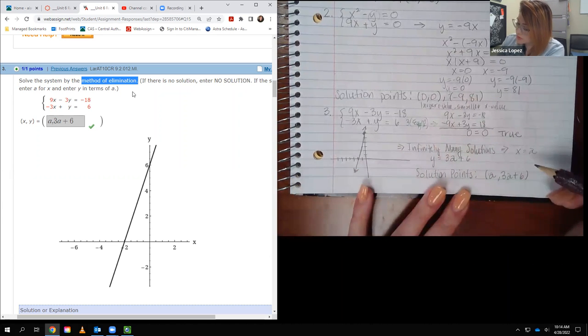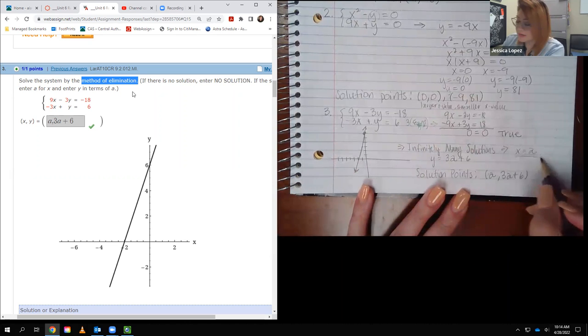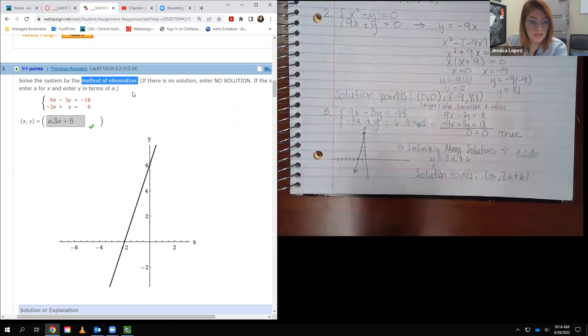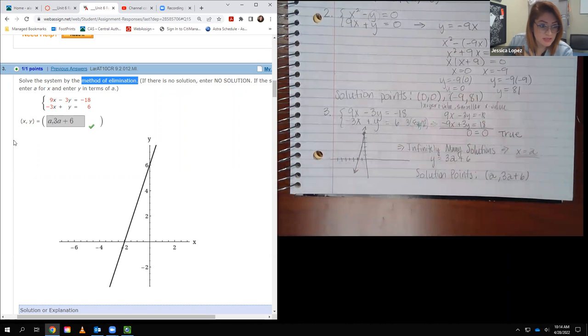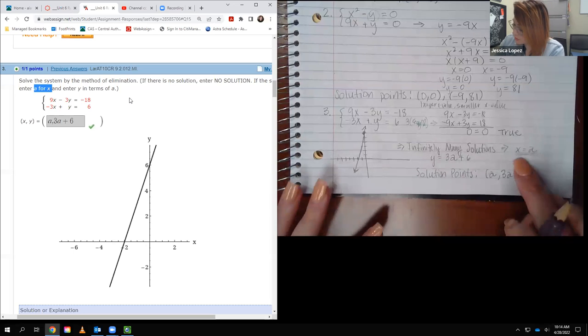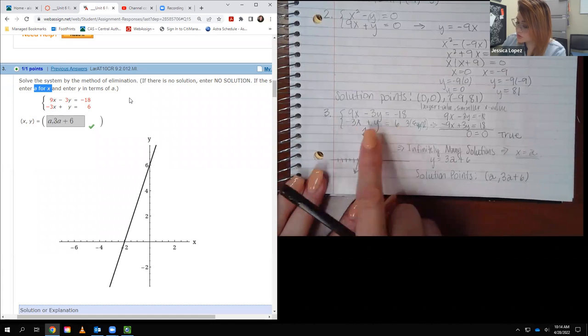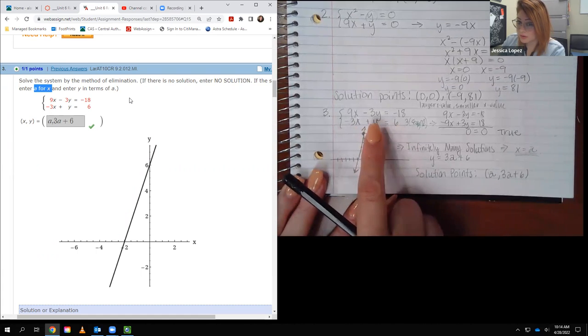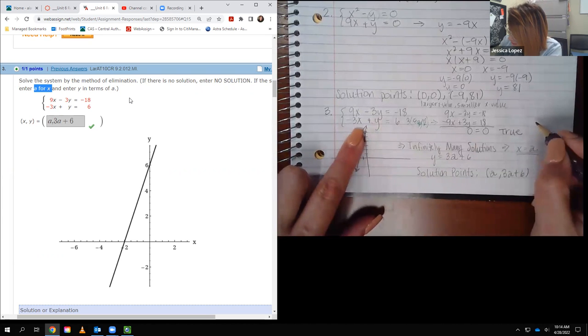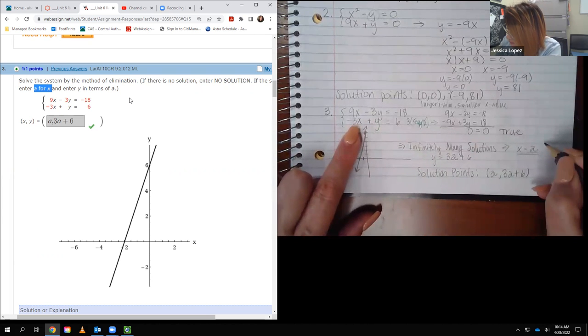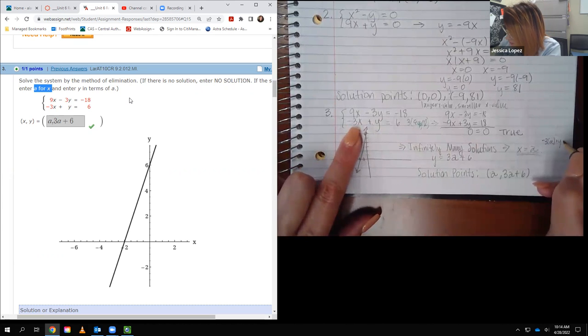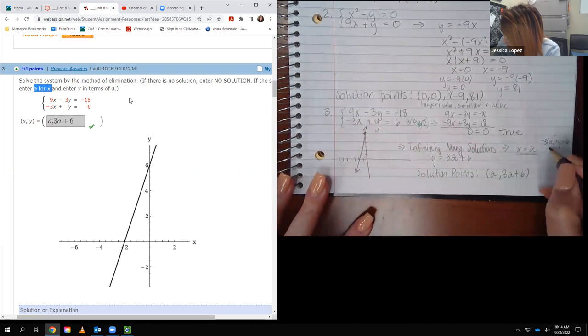And so what you would do is, if you have that case, you automatically let X equal A, okay? And it tells you that in here too. It says enter A for X and then enter Y in terms of A. So here, X is equal to A. Now what I'm going to do is take this bottom equation, because again, it has Y with a positive one coefficient. So I'm going to take that and plug in A for X. So I would get negative 3 times A plus Y equal to 6, which is the same as negative 3A plus Y equal to 6.